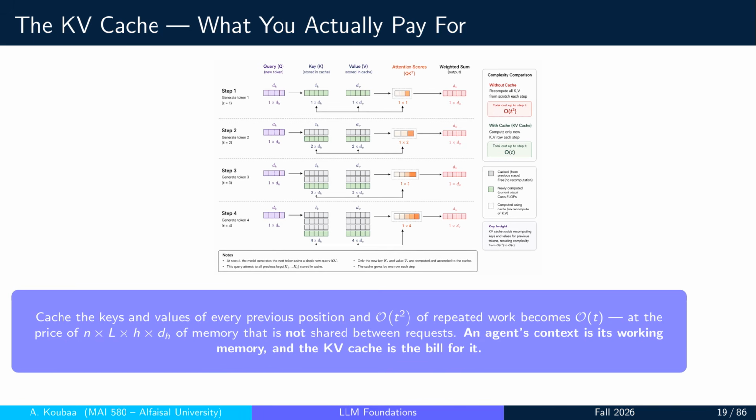Now the final sentence, and I want you to remember it in exactly this form. An agent's context is its working memory, and the KV cache is the bill for it. This is why long agent traces are a systems problem, and not only a design preference. Every tool output your agent appends is memory that some server must hold.